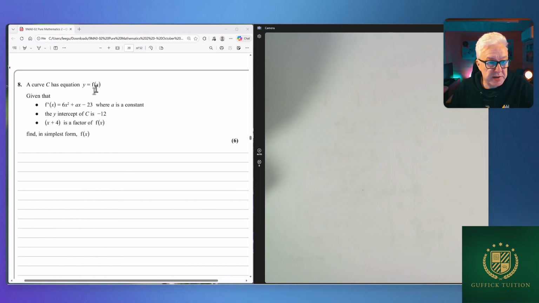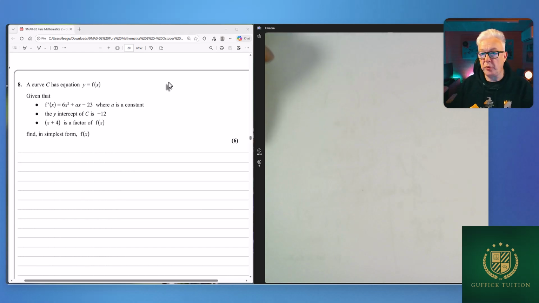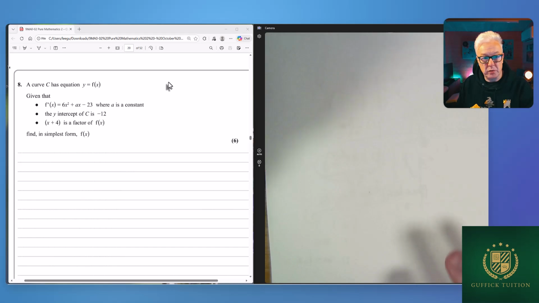It says a curve C has the equation y equals f of x. Given that f dashed of x is equal to 6x squared plus ax minus 23, that the y-intercept is minus 12, and that x add 4 is a factor, find out f of x in its simplest form. So there are various little clues here that we can build together to find what's going on.